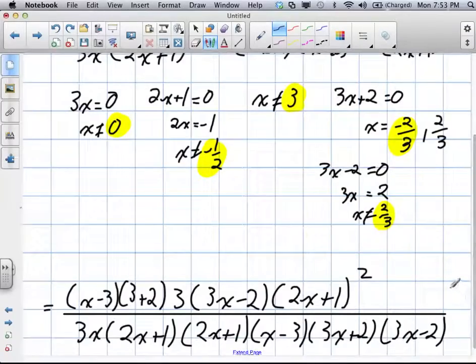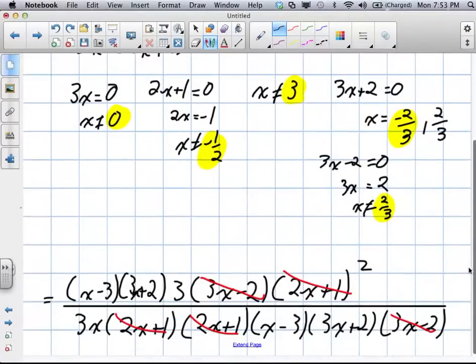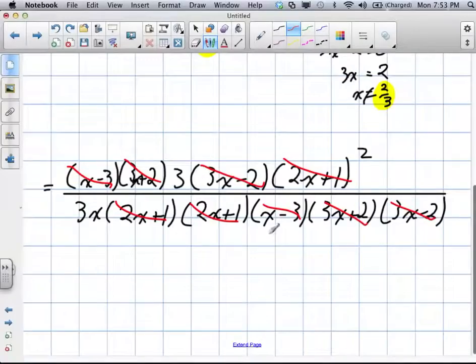Okay. Let's start simplifying. In other words, let's start eliminating things. Now this 2x plus 1 squared is the same as 2x plus 1, 2x plus 1 when they multiply together. So I drop both of those and it drops this. 3x minus 2, we've got him on top and on the bottom. Is that supposed to be 3x plus 2? Probably. Let's just double check. Yeah, 3x plus 2. So again, 3x plus 2, 3x plus 2, and x minus 3, x minus 3. So what do we got?